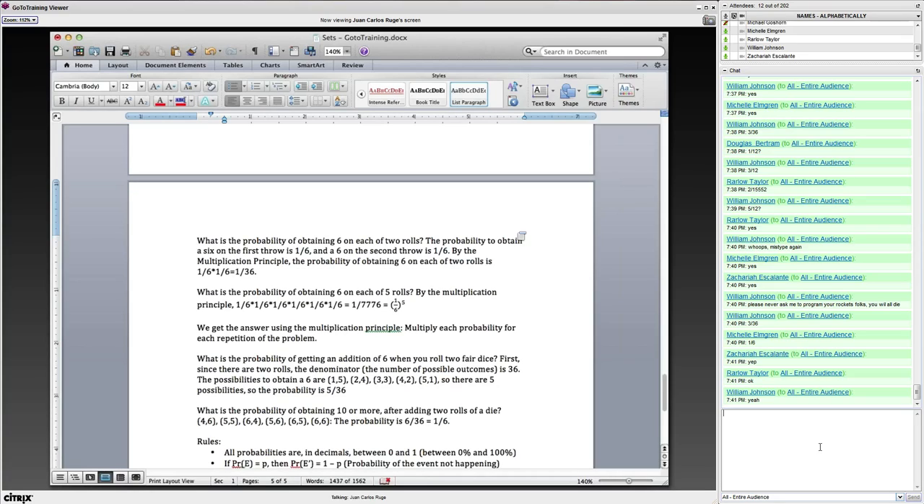Okay, now, if the probability of an event is p, the probability that it doesn't happen is 1 minus p. So that is the probability of the event not happening, or actually here, the complement of the event. So if we have the probability, then you can find the probability of the event not happening.